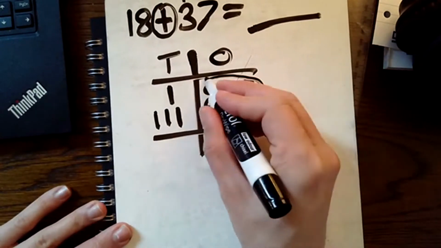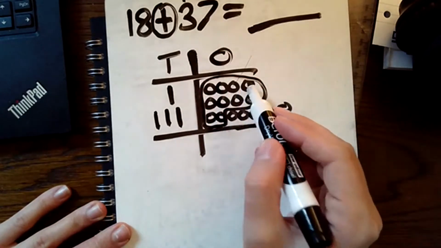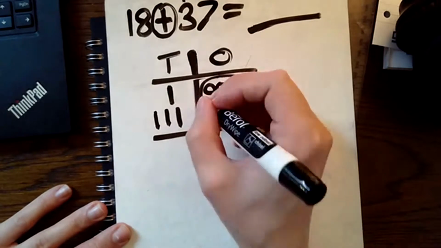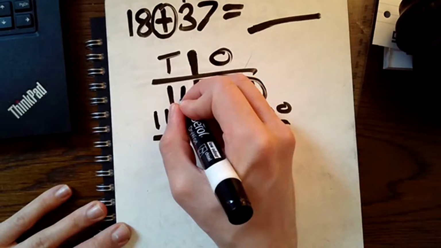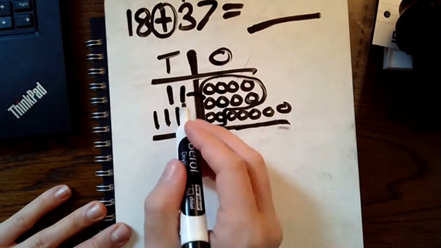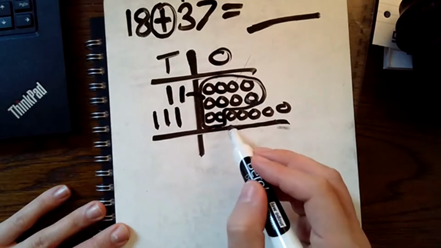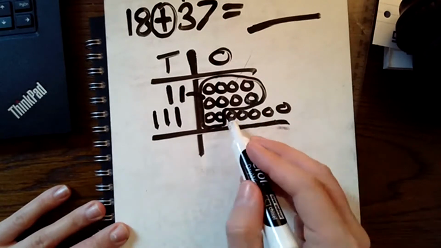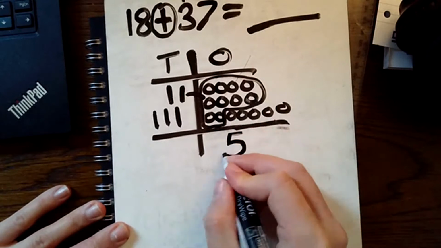So I'm going to take these 10 ones to the swap shop. 1, 2, 3, 4, 5, 6, 7, 8, 9, 10. And I regroup those 10 ones to be 1 10. This is my additional 10 here. But look at my year 2. I still have some ones outside the bubble. How many? 1, 2, 3, 4, 5.